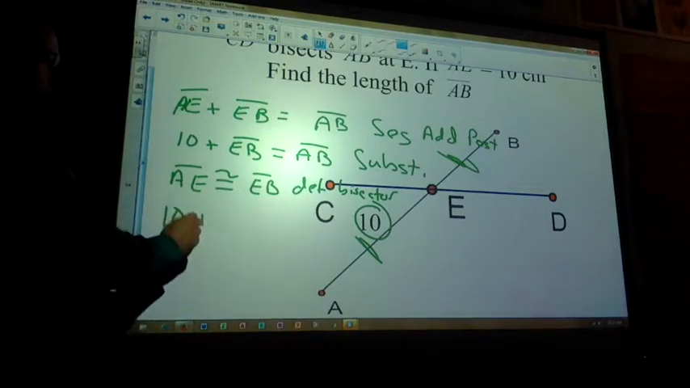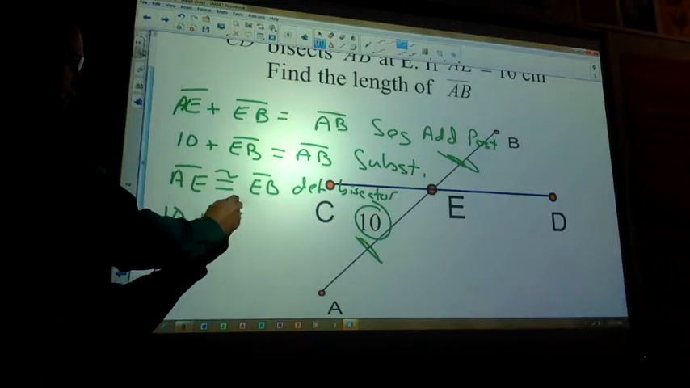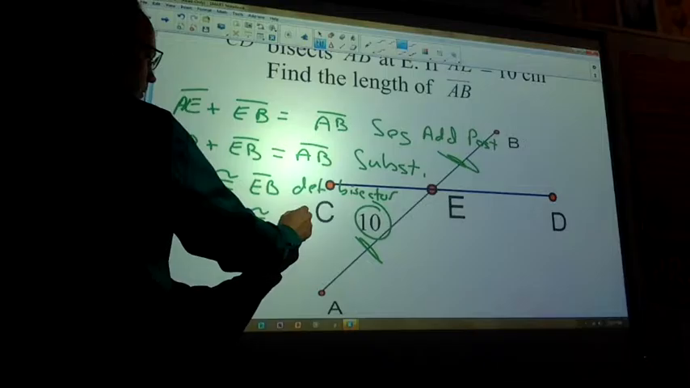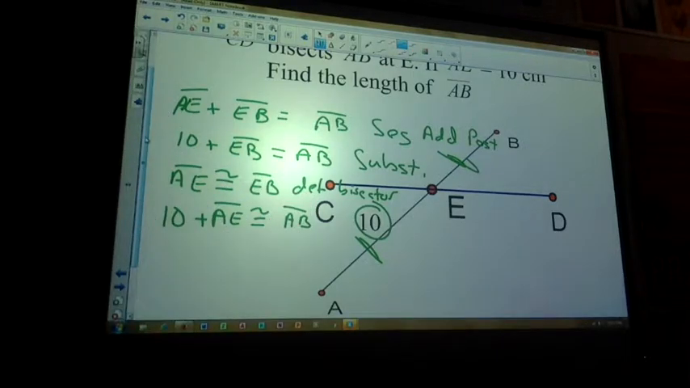And then from, yeah? No. So how do you know that both of the sides are equal, like AE and EB? Oh, so I'm going to start defining that. It said that CD bisects a certain angle. Okay, so my next thing that I'm going to say is that AE is congruent to EB because of the definition of a bisector.